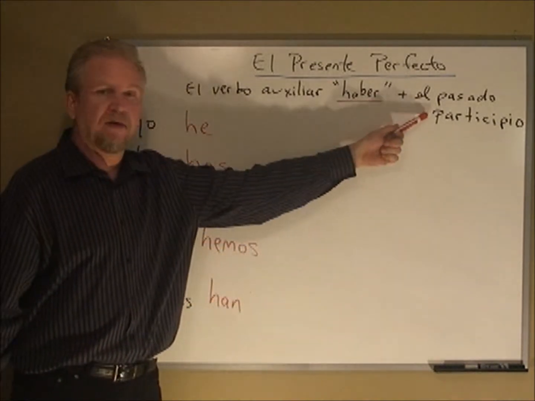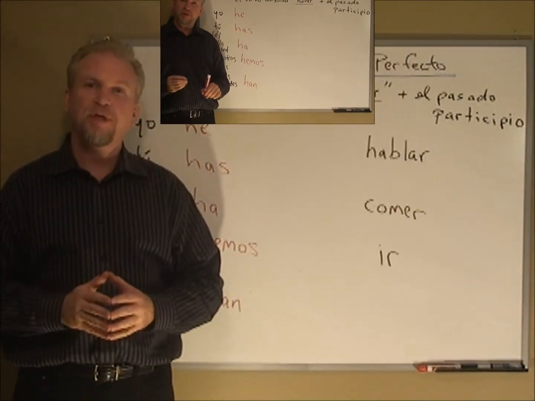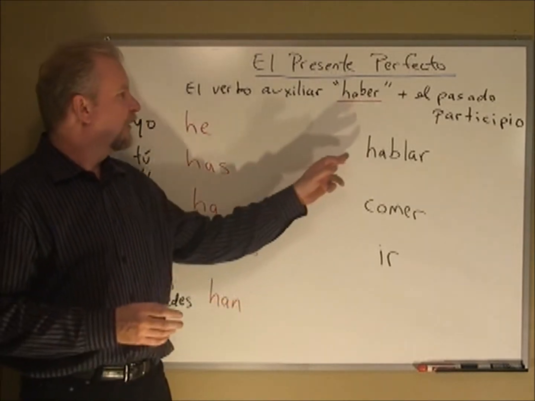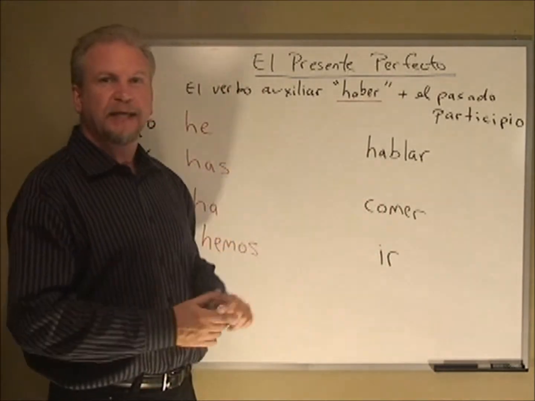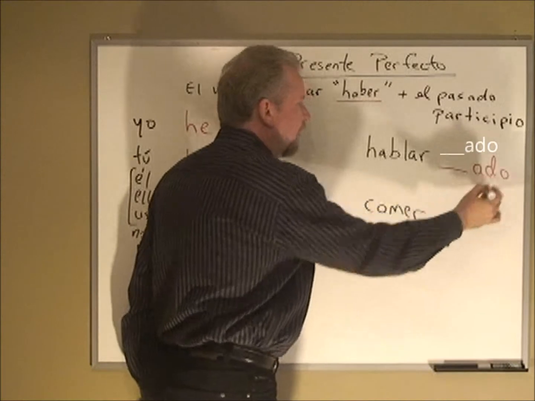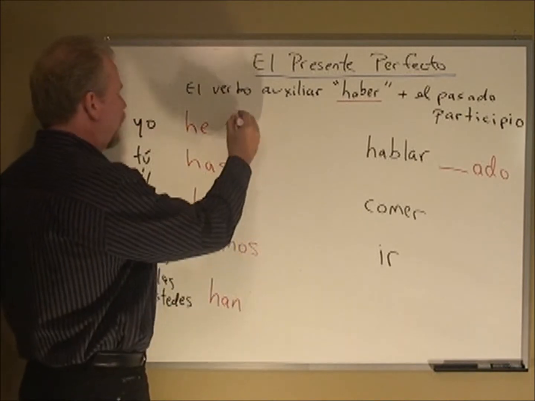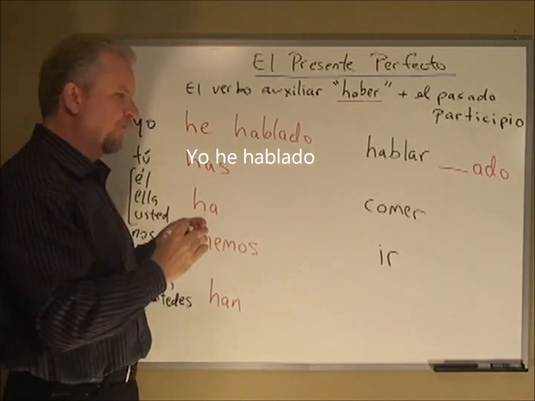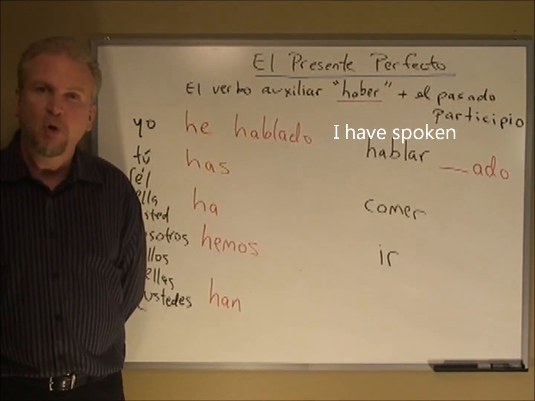Now we have to learn the second half of the tense, which is el pasado participio, the past participle. The pasado participio, the past participle part of the tense. Let's look at an AR verb, hablar. Well, all the AR verbs have the ending ado. So what we would say, yo he hablado. Yo he hablado significa I have spoken.